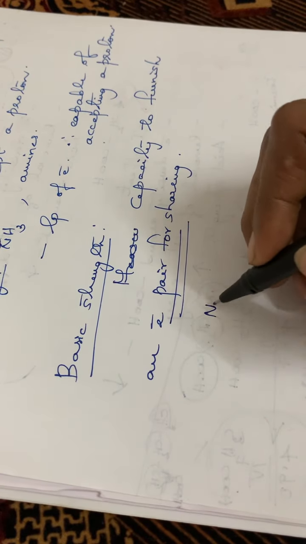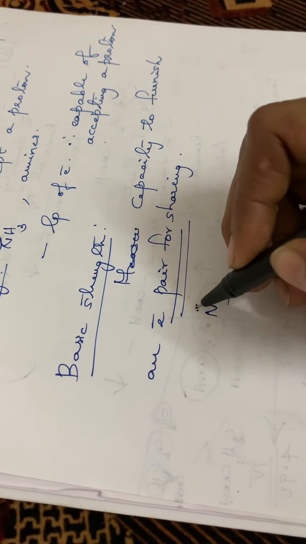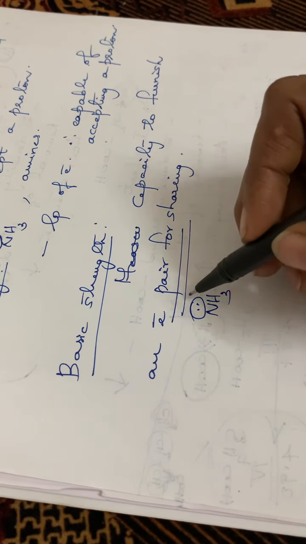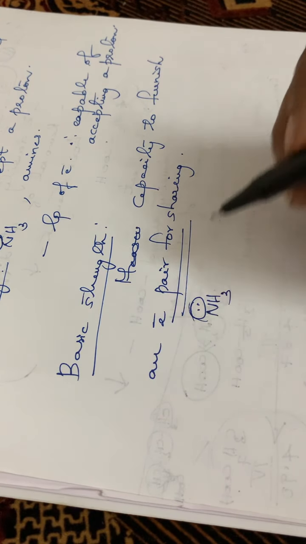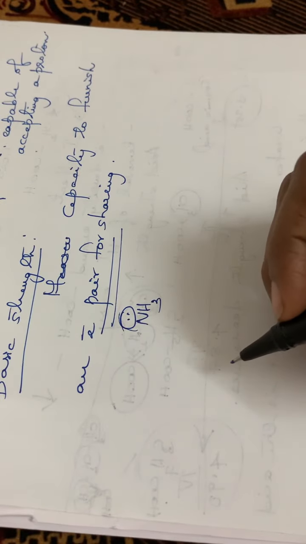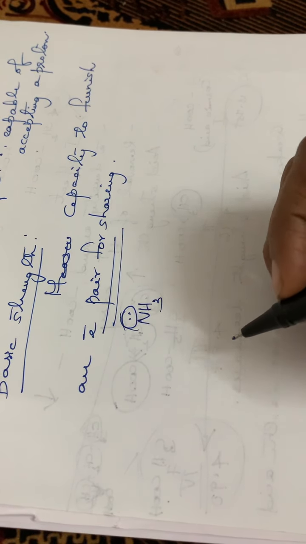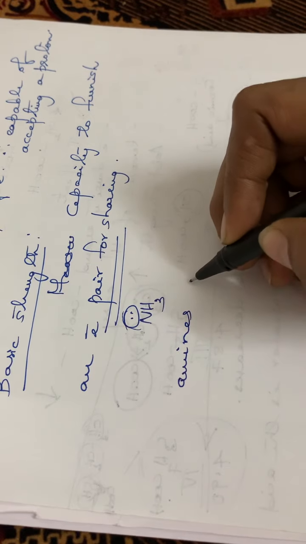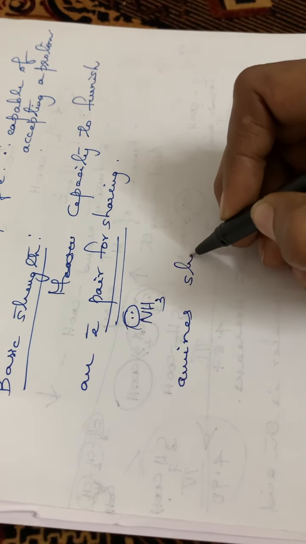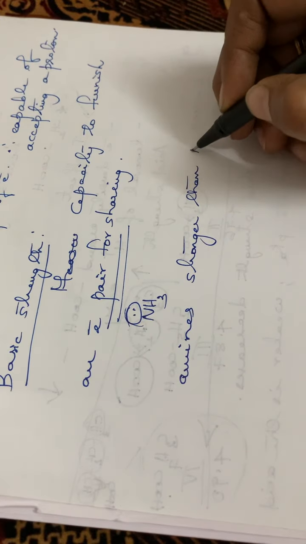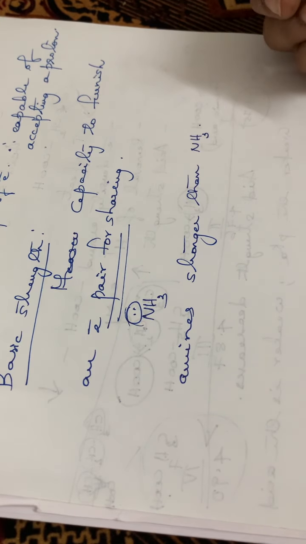Normally ammonia has one lone pair of electrons, so it has a tendency to accept a proton, or it can avail this lone pair of electrons for sharing. While comparing amines and ammonia, amines are stronger bases than ammonia. What might be the reason?